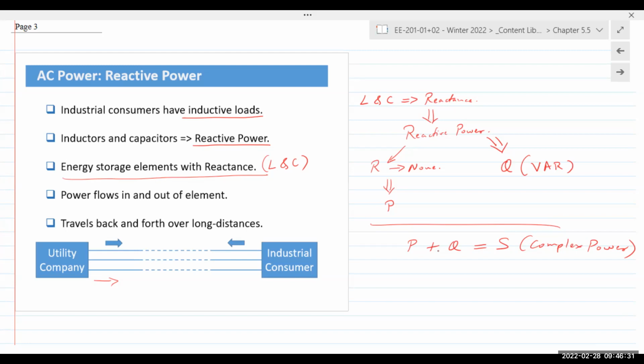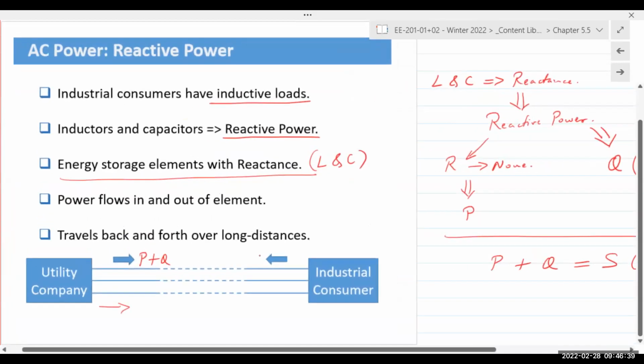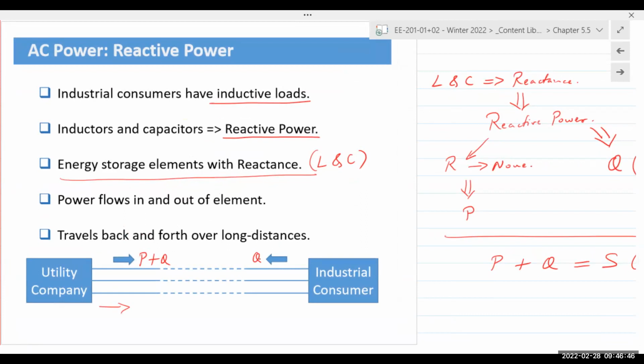So what happens here? You have long distance transmission lines, hundreds of miles long, P plus Q being sent to the customer, and you have Q coming back and forth all the time. 60 hertz, meaning 60 times in 1 second. And every time it travels, you're going to lose a lot of power, a lot of energy wasted as heat. And that is why it is a really big deal. And that is why we study AC power.